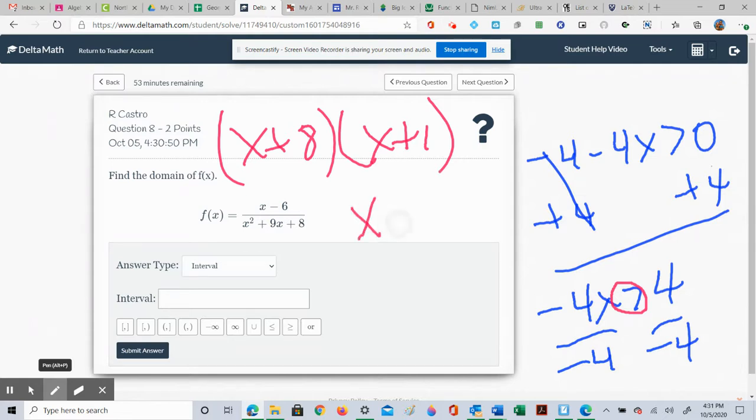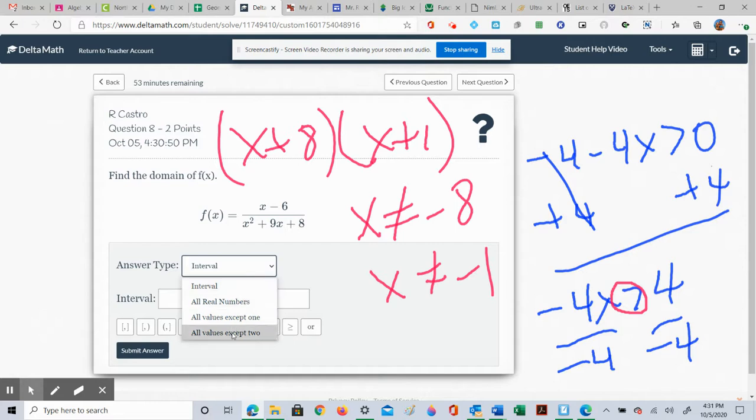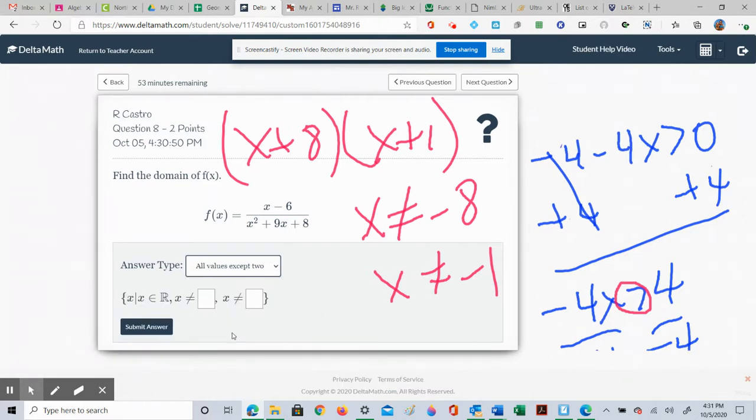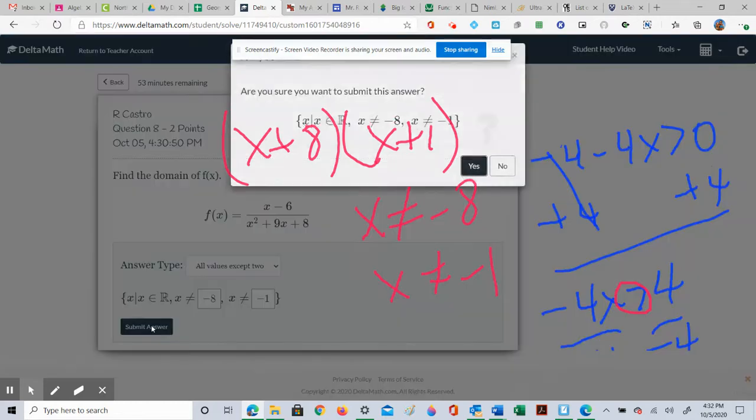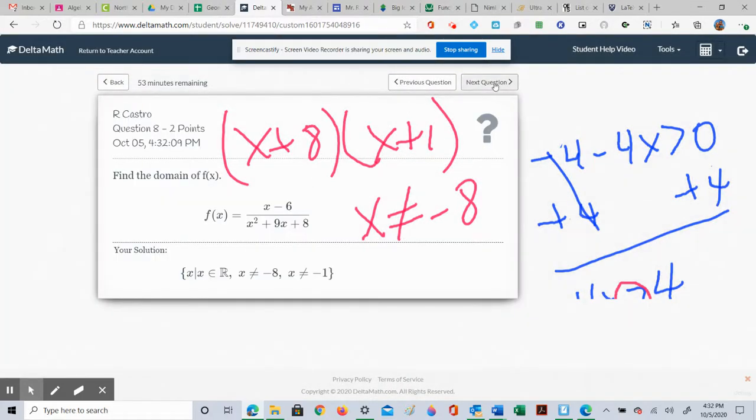So x cannot equal negative 8, and x cannot equal negative 1. Right? That would be our solutions. But under here, we drop this. I don't know if you see the drop down box, but it's all values except 2 now. And now you just type those numbers in there. Negative 8, negative 1, submit answer, yes, and move on.